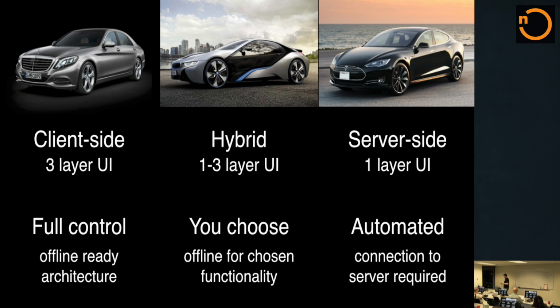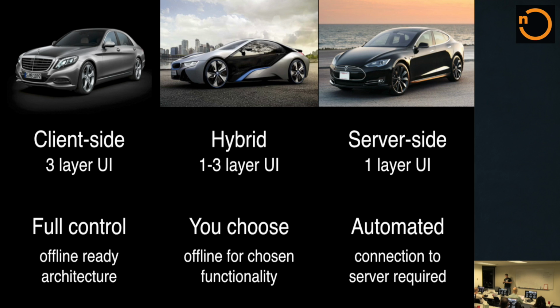But the downside is that you have to build these 3 layers, so it's pretty expensive to drive or build. On the other hand, the server-side UIs are basically only 1 layer, so they are pretty cheap to drive or build, but they are limited in a way that you can't drive coast to coast being offline on the way. So in a way, you have to have a server connection, you have to have the power grid for such a car.